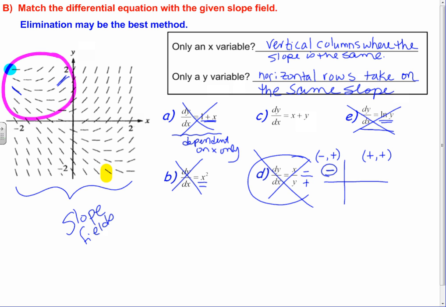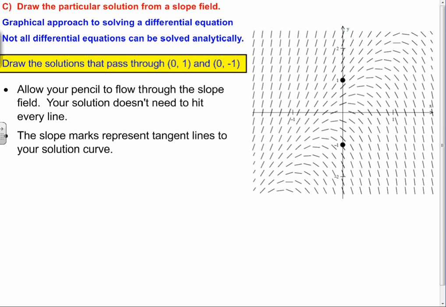Do a few spot checks. Let's just check out, what do I want to check out? 2, 2. So if I put in 2 and I add 2, I get a positive 4. Yep, that's believable. And maybe I go check something in quadrant 3 and see if I get a negative slope out of it. So that's how I work those. They take a little bit of time, but usually you can eliminate some very, very quickly.